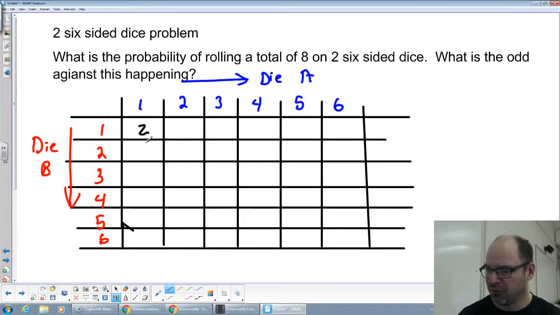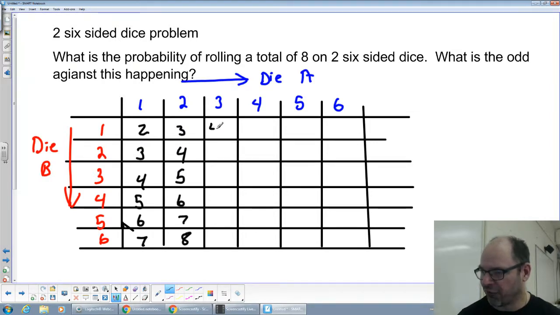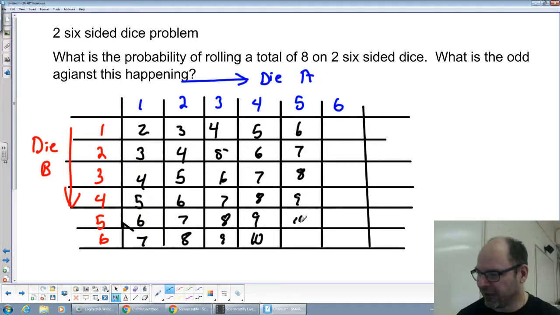So there's 2, and then if we go into here, this would be 3, 4, 5. These are our totals, all the way down to 7. Here, the same thing, 3, 4, 5, 6, 7, and 8. Here, 4, 5, 6, 7, 8, and 9. Here, 5, 6, 7, 8, 9, and 10. Here, 6, 7, 8, 9, 10, and 11. And here, 7, 8, 9, 10, 11, and 12.